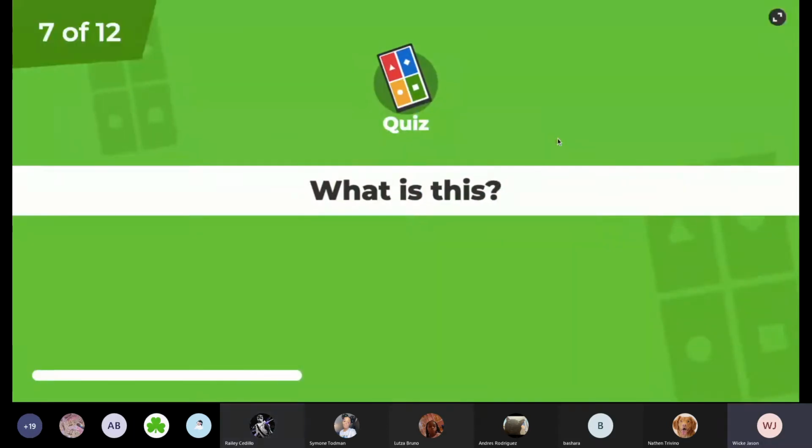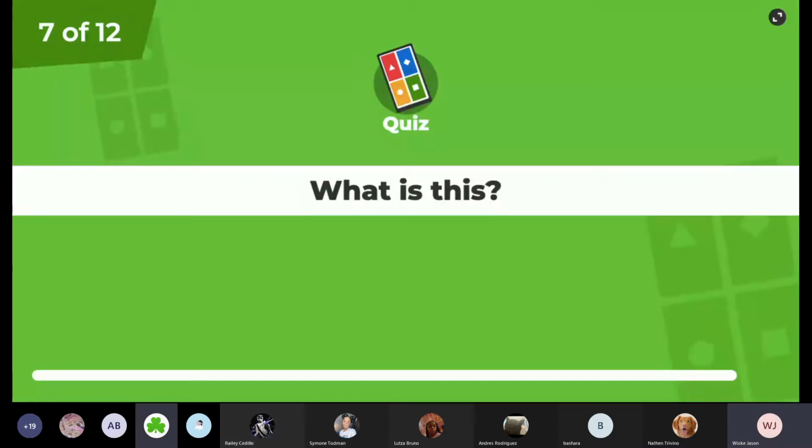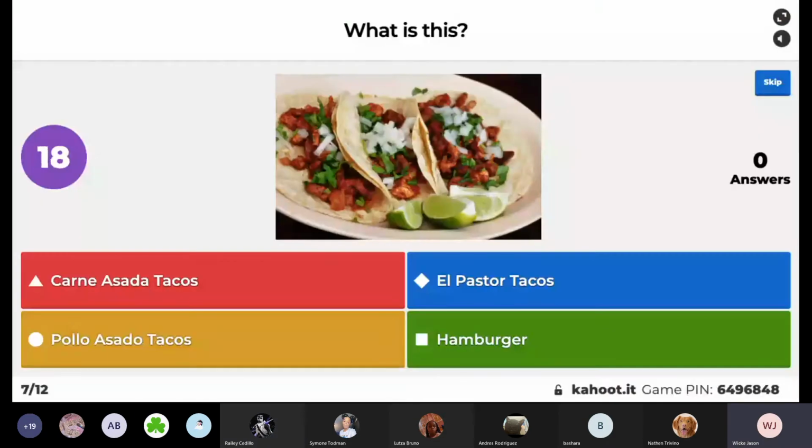All right, question 7. What is this? Is it red, carne asada tacos? Is it blue, al pastor tacos? Someone who speaks Spanish can tell us what pastor is. Oh my god, I had this the other day, but I forgot what it's called. Al pastor tacos are the best. Yellow is pollo asada tacos. Green is hamburgers.